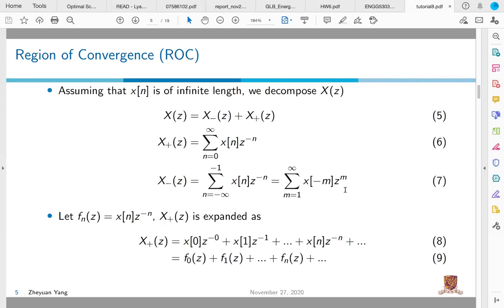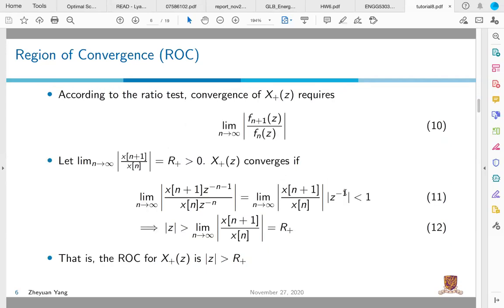So we use a function f_n(z) to substitute x[n] z to the power minus n. Then we expand X plus z as the following equation: x[0] z to the power minus 0 plus x[1] z to the power minus 1, and then we sum to x[n] z to the power minus n, which is equal to f_0(z) plus f_1(z) and plus f_n(z), and so on and so on. The reason we want to expand it is that we can use the ratio test of the geometric sequence.